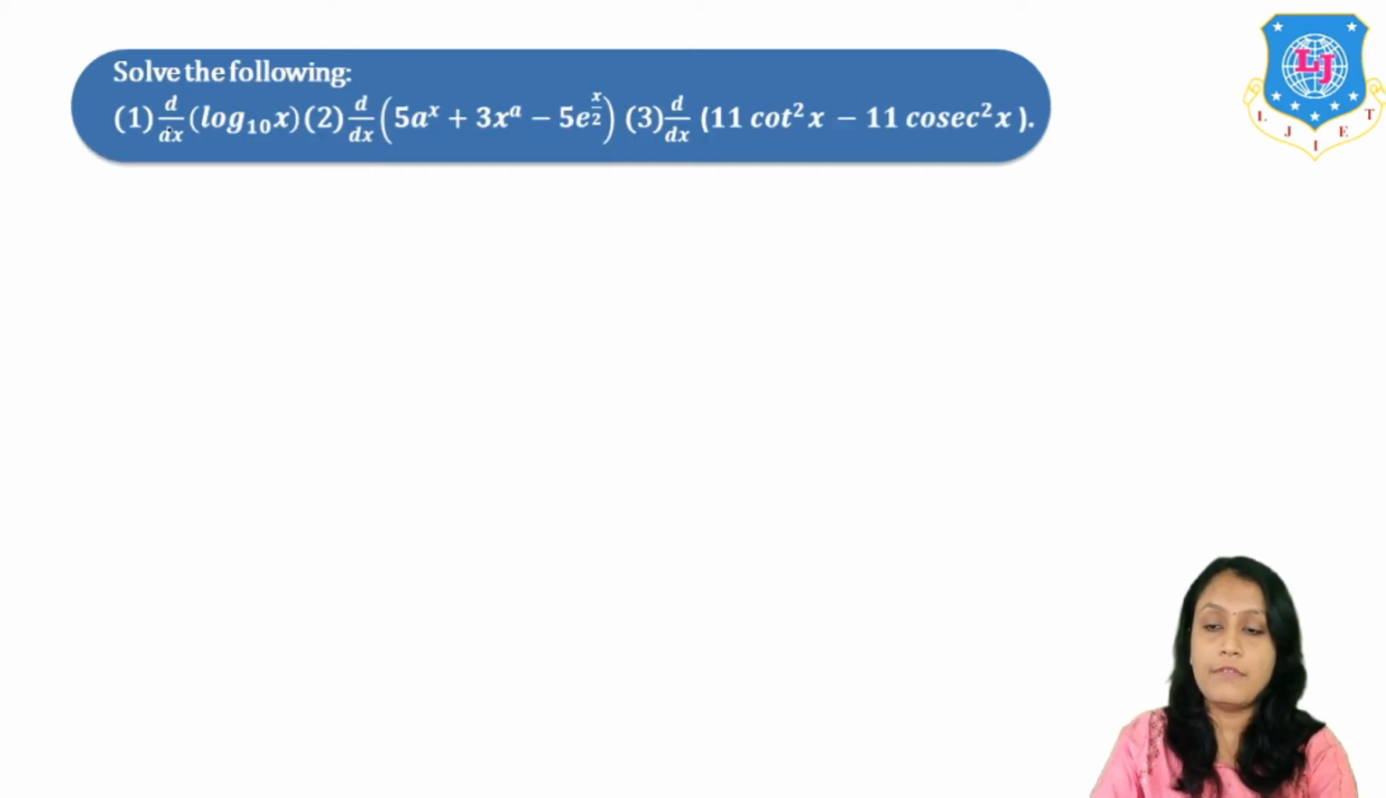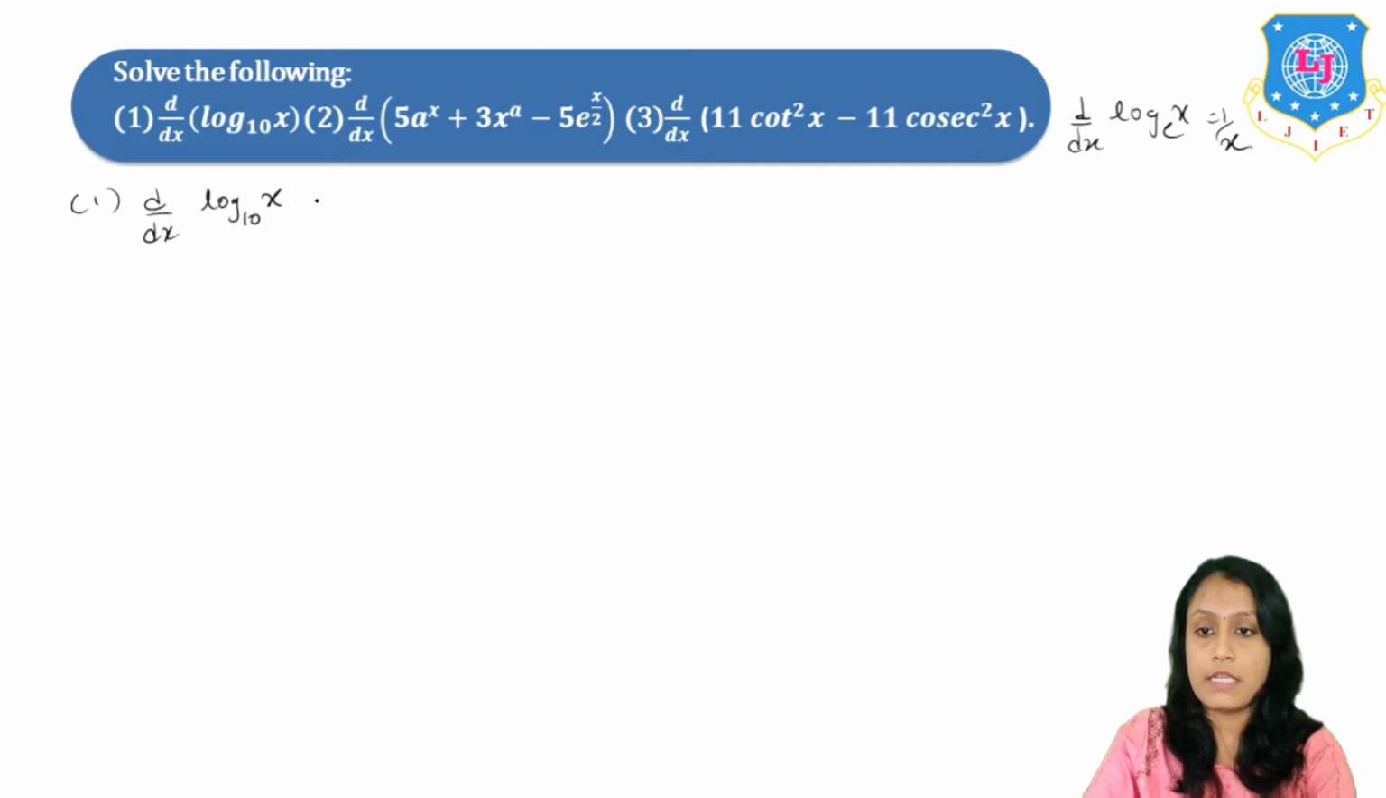The first one is find d by dx of log x base 10. Now we have the formula of d by dx of log x base e, that is 1 upon x. Okay, now here the base is 10. So firstly we'll change the base. So we can write it like this: log x upon log 10. Okay, now this log 10 is constant, so we can take it out. And now we can apply the formula. So d by dx of log x is 1 upon x. So this is the answer.